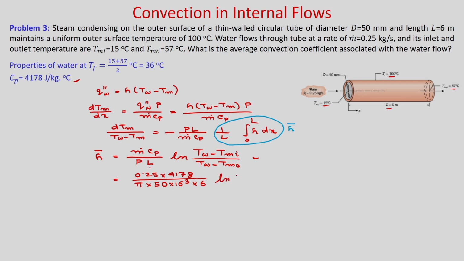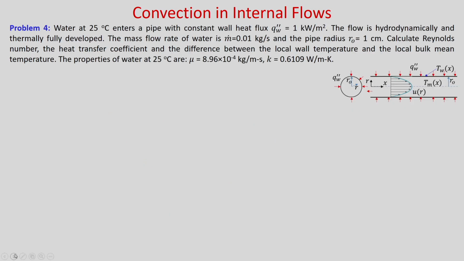Wall temperature is 100 degree centigrade, inlet temperature is 15 degree centigrade, and outlet temperature is 57. So, 100 minus 57. Okay. So, if you calculate it, your H bar you will get 755 watt per meter square Kelvin. Okay. So, let us discuss about this problem.